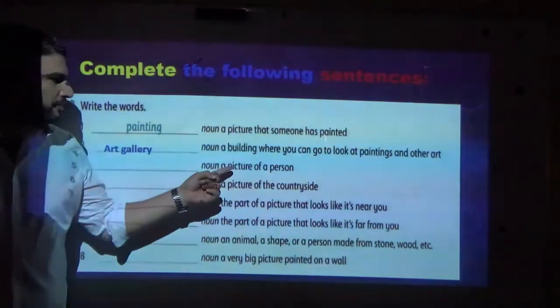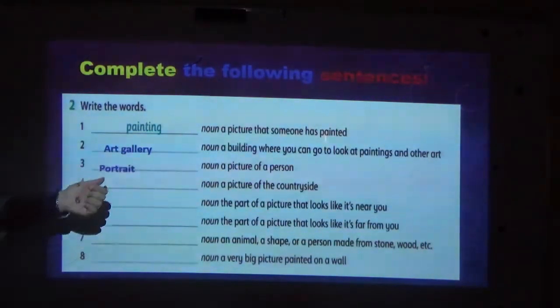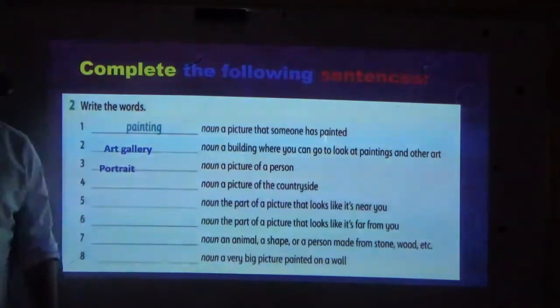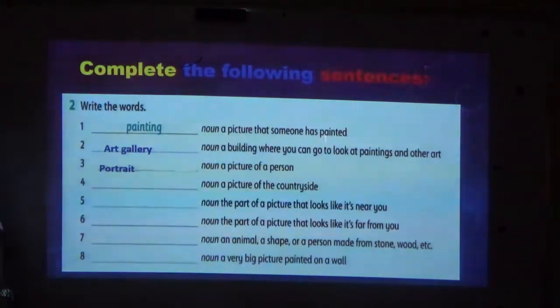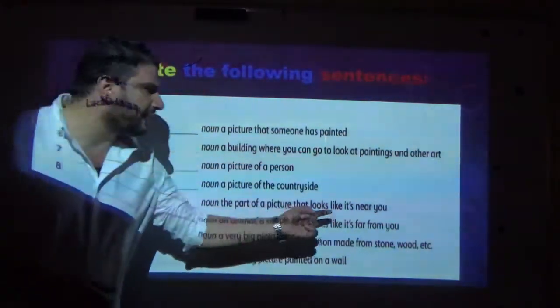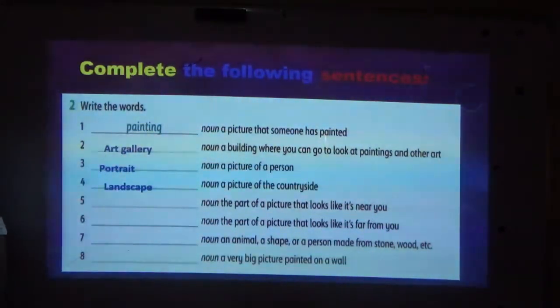3, a noun, a picture of a person. Of course, yes, it is a portrait. 4, noun, a picture of the countryside, villages, and it is the landscape. 5, noun, the part of a picture that looks like it is near you, so it is foreground, as we said.